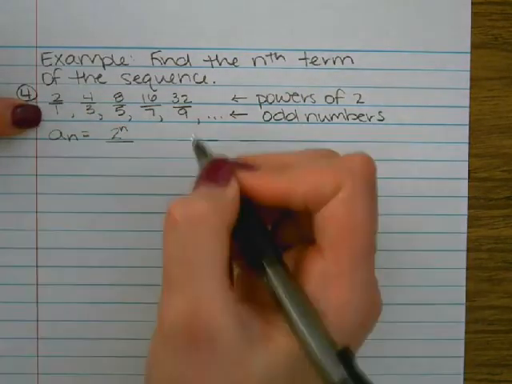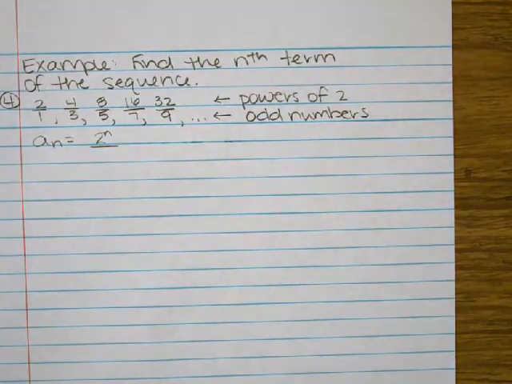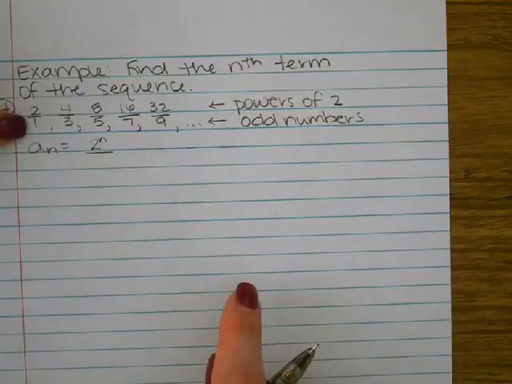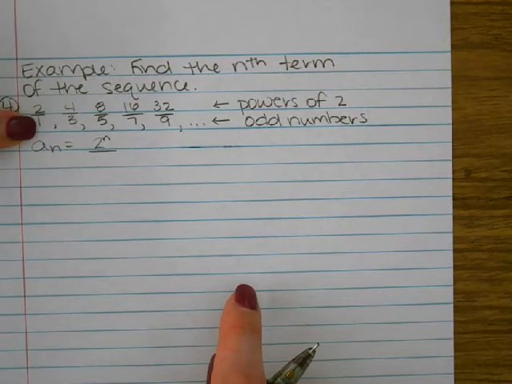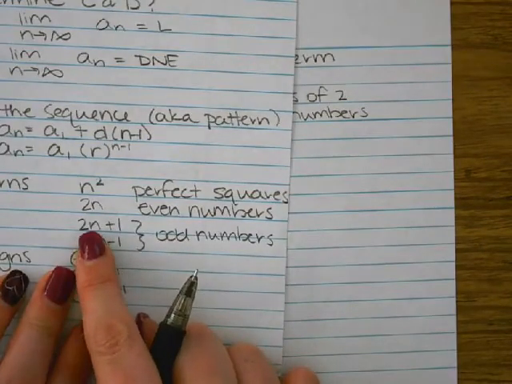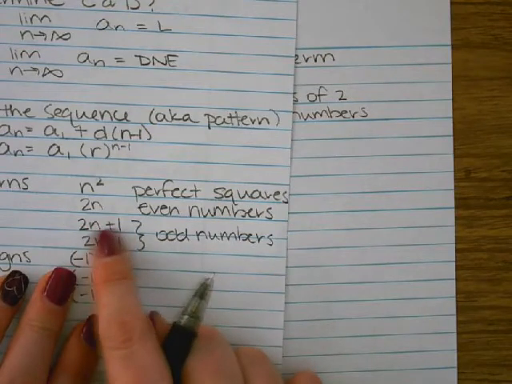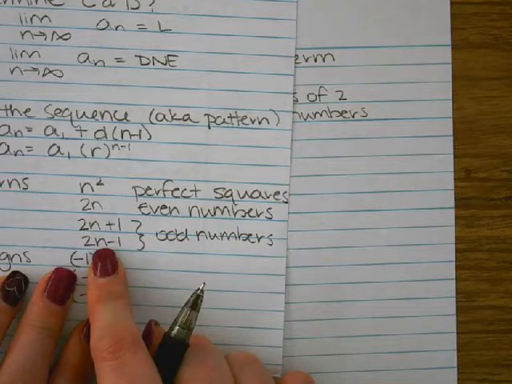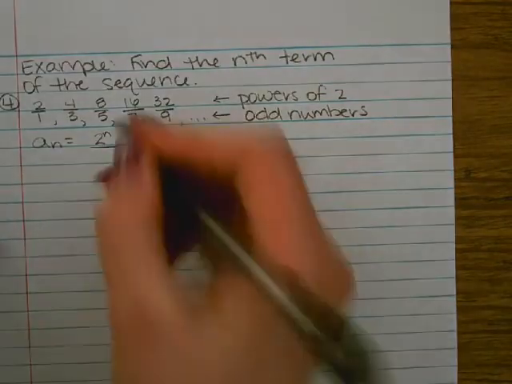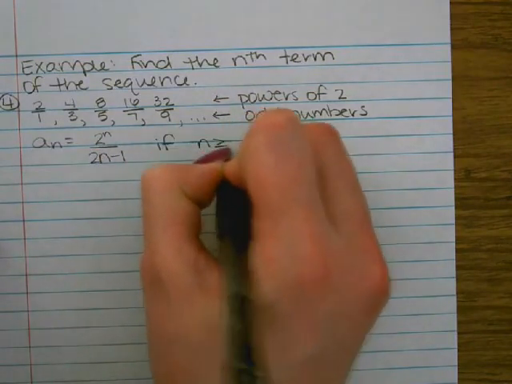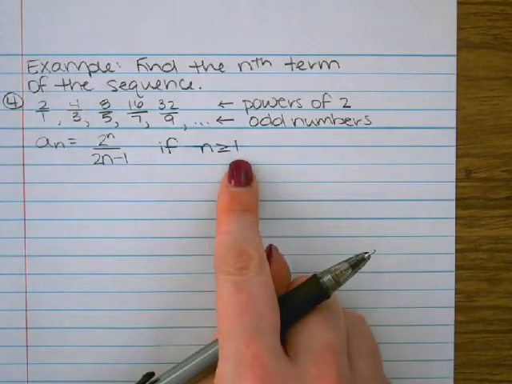And then we have to think about which odd version, because we have 2n plus 1 and 2n minus 1. Which of those odd versions would give us a 1 on the bottom for the first term? So if you think about 2n plus 1, the first term would be 2 times 1 plus 1, which is 3. So we don't want to use that one, we want to use this one. 2 times 1 is 2, take away 1. So then we would say 2n minus 1, and this is going to be if n is greater than or equal to 1. So if you're saying that you start on the first term.